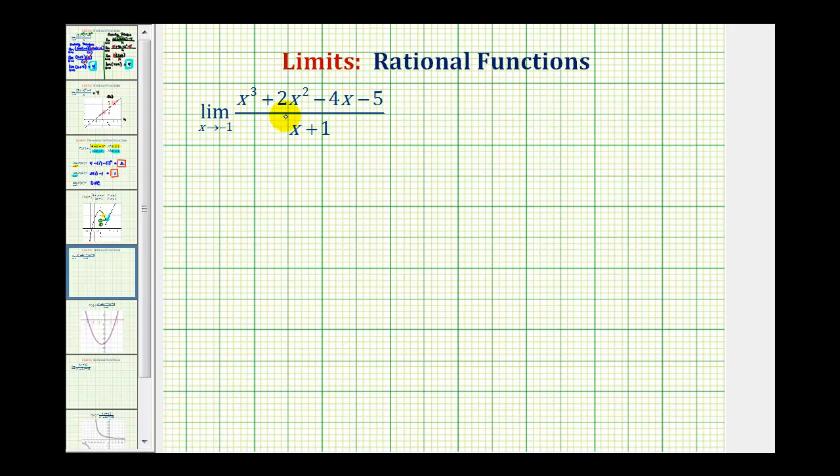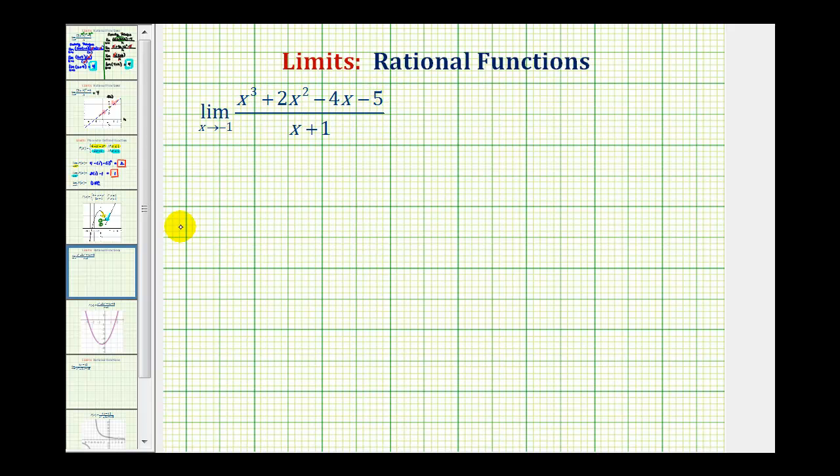But this doesn't mean we can't find the limit by performing direct substitution. It does mean that we have to simplify this rational function, meaning if x plus 1 is a factor of the numerator, the factor of x plus 1 would simplify out, allowing us to find this limit by performing direct substitution. So the first step here is to determine if x plus 1 is a factor of the numerator.